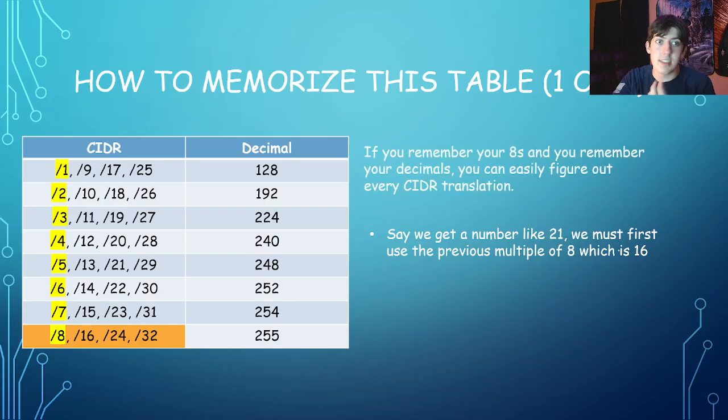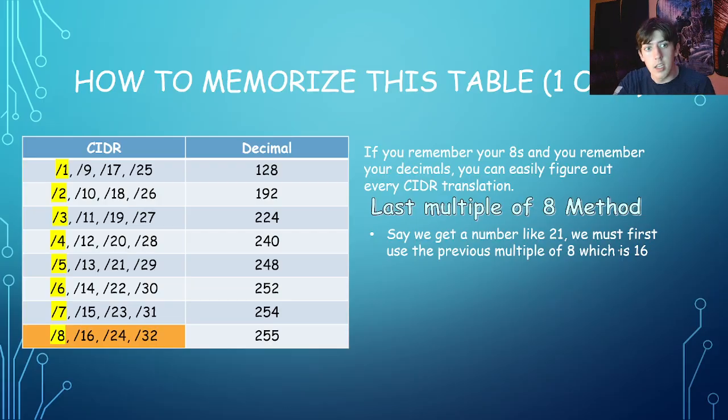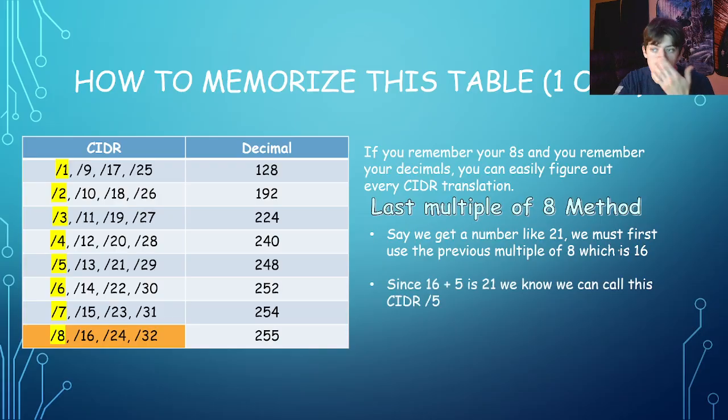So 21, previous multiple is 16. If you remember your 8s and you remember your decimals, you can easily figure out all of the CIDR translations. So we're going to call this the last multiple of 8 method because you use the last multiple of 8. So using this trick, very simple.